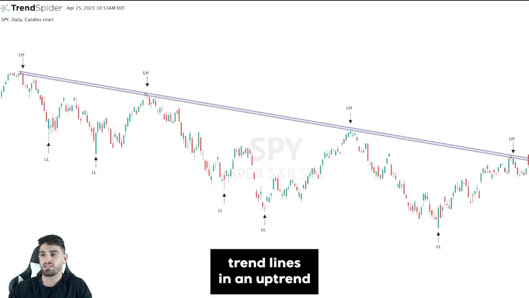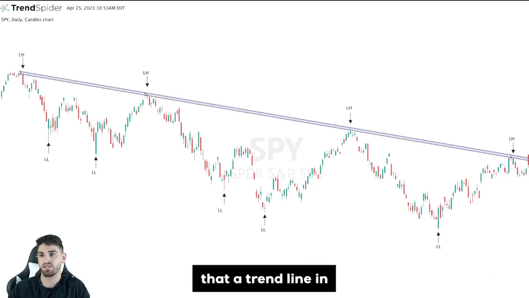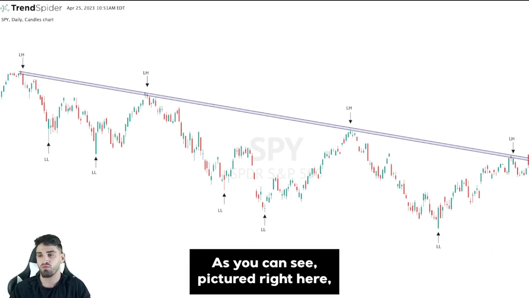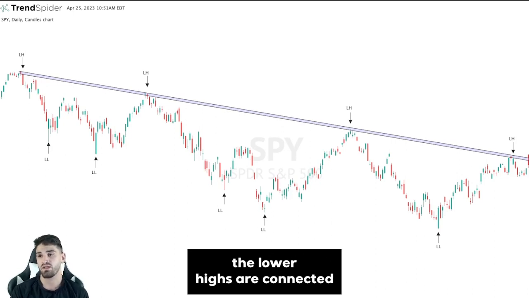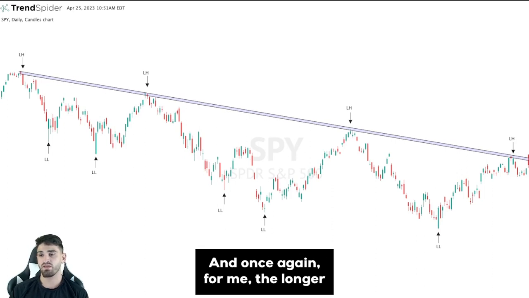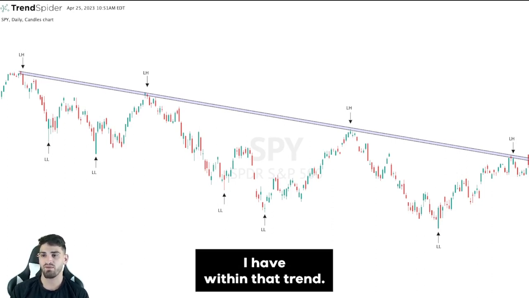You can draw these trend lines in an uptrend or in a downtrend. They really are as simple as it sounds, in the sense that a trend line in an uptrend is drawn by connecting the higher lows, and a trend line in a downtrend is drawn by connecting the lower highs. As you can see pictured right here, the lower highs are connected by drawing that trend line in this daily time frame over time. And once again, for me, the longer the trend and the longer the time frame, the more conviction and trust I have within that trend.